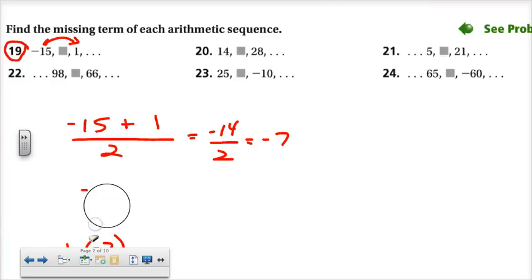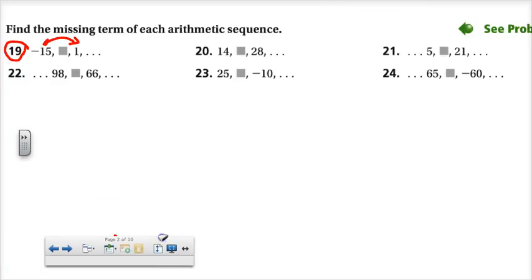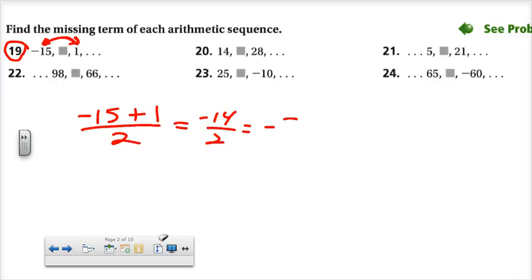All right, so now what we need to do is take a look at 19 through 24. And this one says we're going to find the missing term of each arithmetic sequence. And I notice that I have the term before it and the term after this, so that makes this the arithmetic mean. So all we have to do is add those two terms and divide by 2, and that will give us negative 14 divided by 2, which is negative 7.